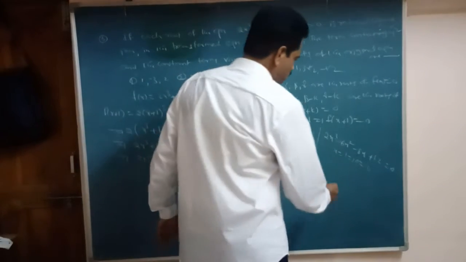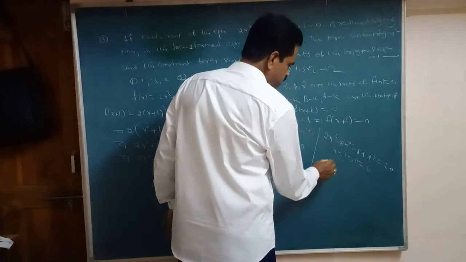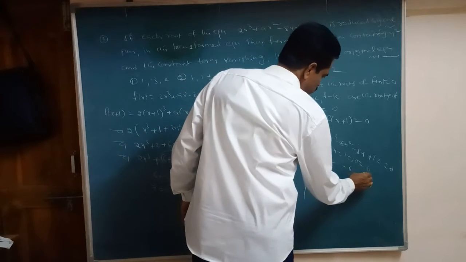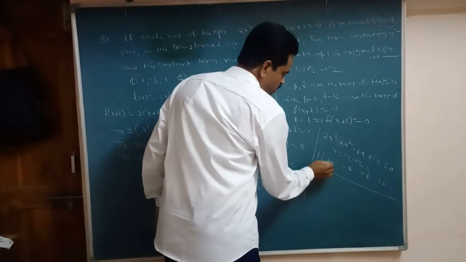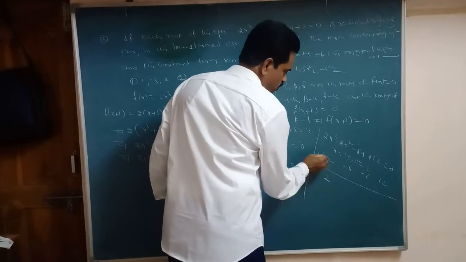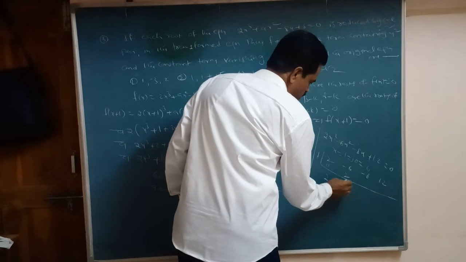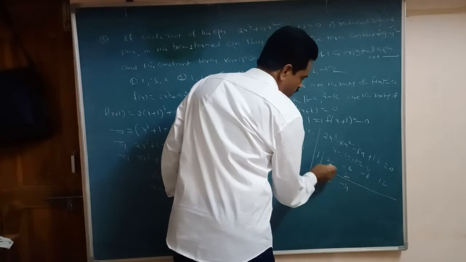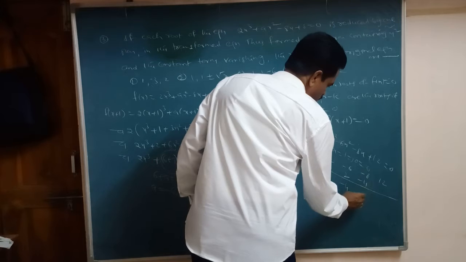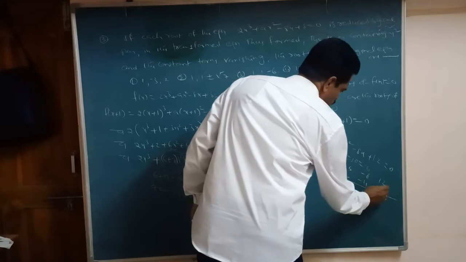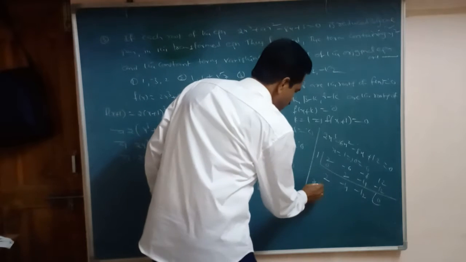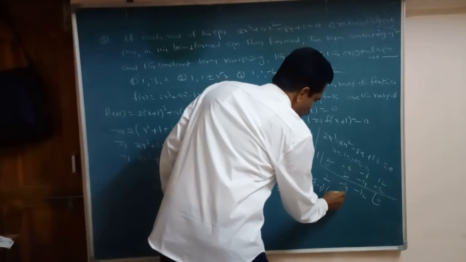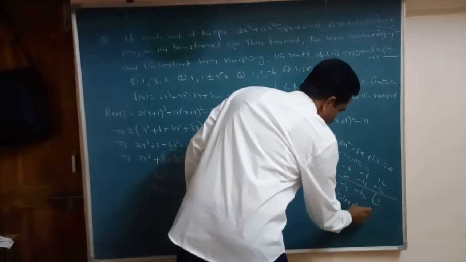By synthetic division we can do this. Take the coefficients here: 2, minus 6, minus 8, 12. So 1 we take here. First we put 0. 2 plus 0 is 2. 1 into 2, make it 2, minus 6 plus 2 is minus 4. 1 into minus 4 is minus 4, so it is minus 12, and the remainder is 0. So we can write here (x minus 1) into (2x square minus 4x minus 12) equal to 0.